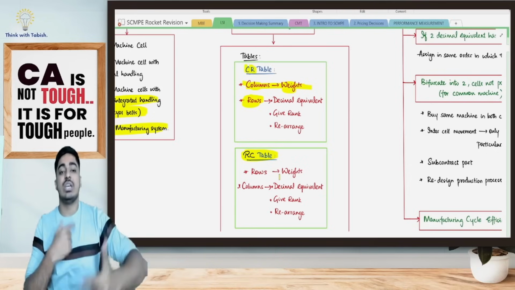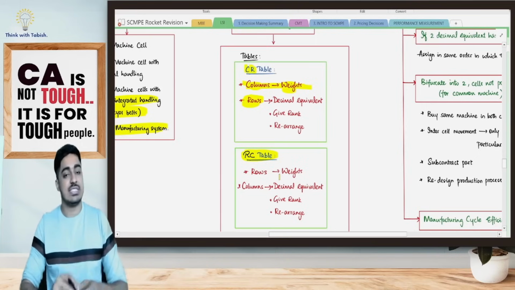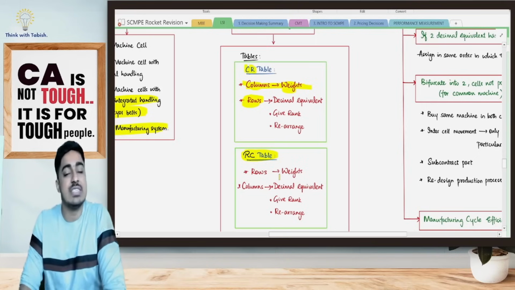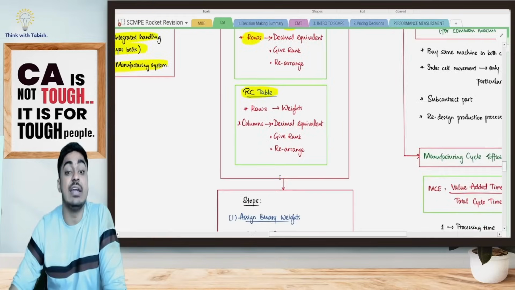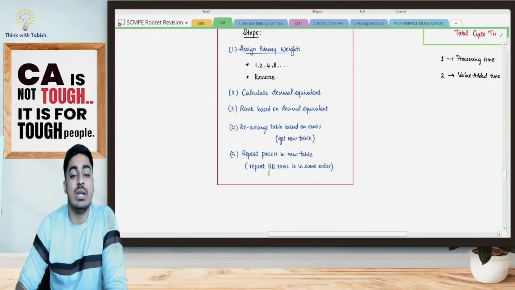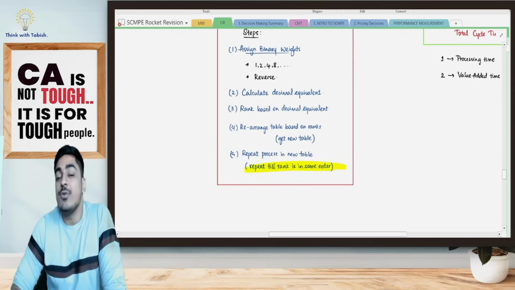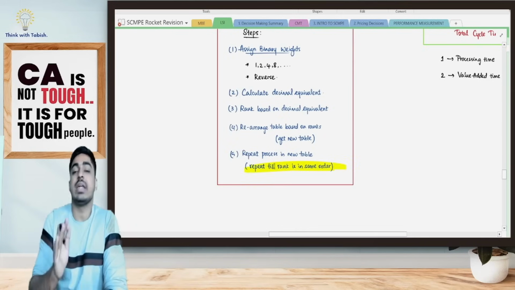I keep continuing. Table 1, 3, 5, 7, 9, and so on will be my CR table. Table 2, 4, 6, 8, 10 will be my RC table. I'll keep continuing till when? Keep doing till the time your rank will be in the same order. You can stop at that particular moment.